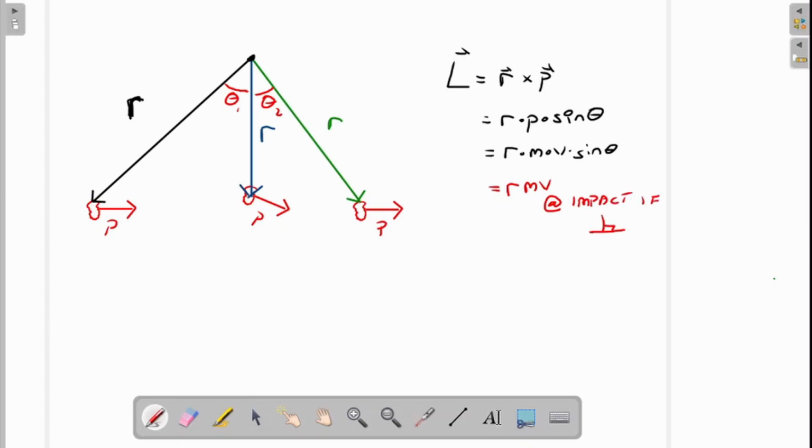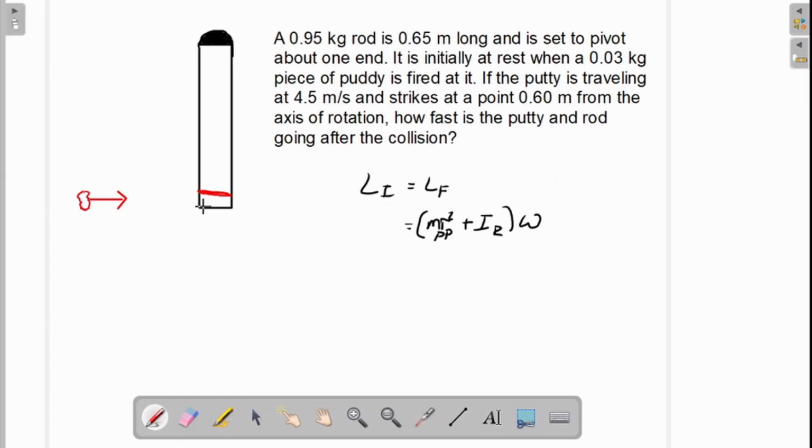Now that we know that, however, we can go ahead and plug this in. We know how fast it's going, we know its mass, and we know how far out it's going to hit. These factors combined will tell me what the initial angular momentum is, which will let me solve for the angular velocity after. Go ahead and give this one a try on your own. Check back after you're done.